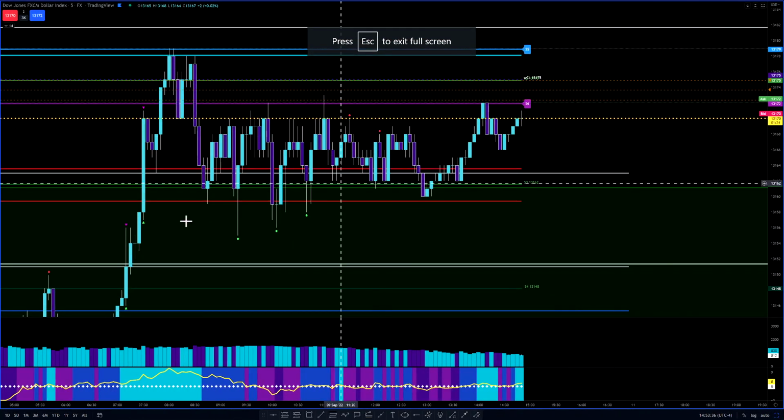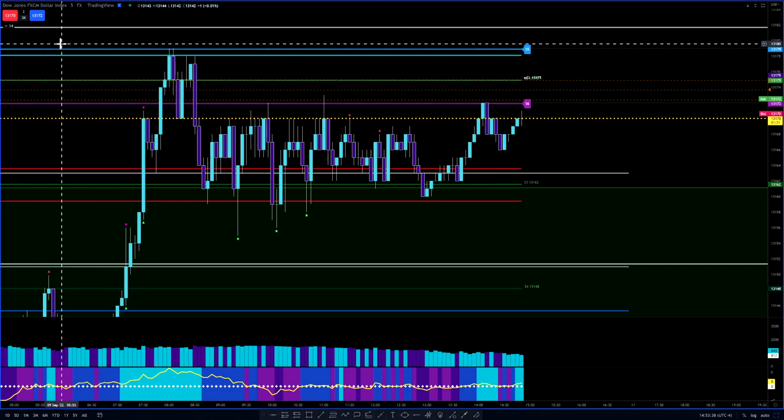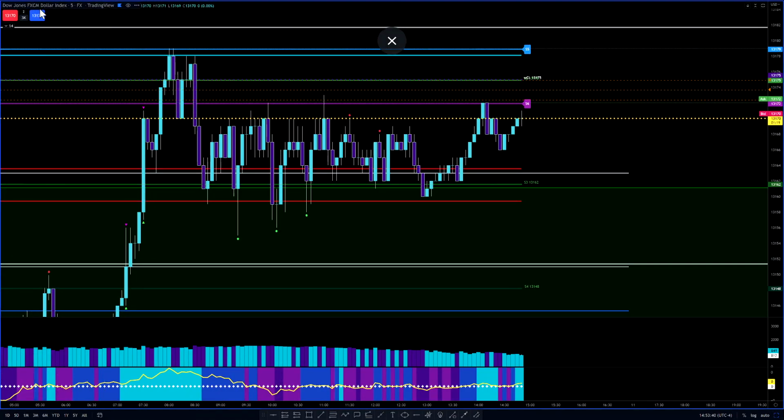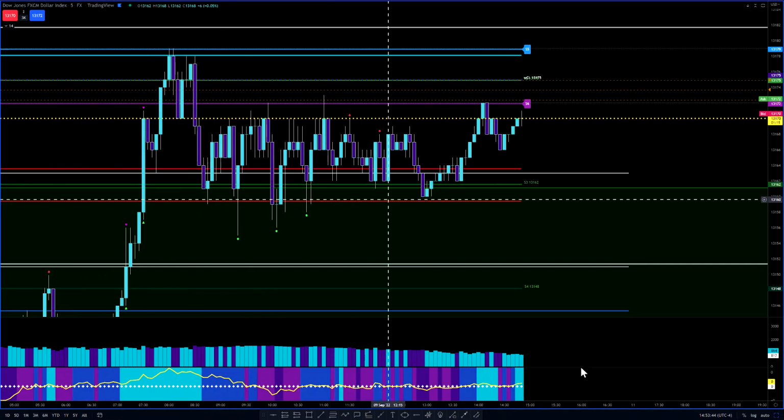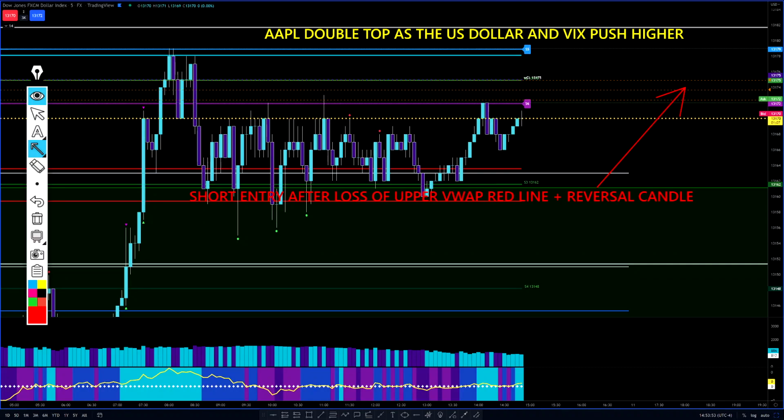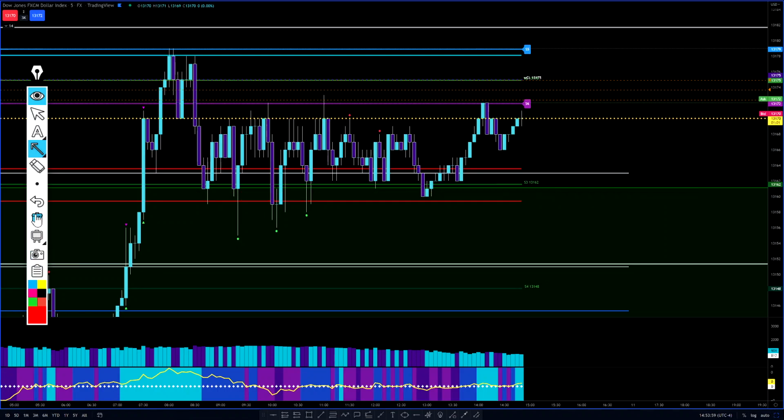Alright, so this is the 5-minute chart of the Dow Jones FXCM dollar index, and we have some support here at a high volume node. This is my VPOC volume price analysis. Actually, wait, hold on. Let me just take this off. I mean, this is my volume at price indicator right here. So let me just talk about that real quick.